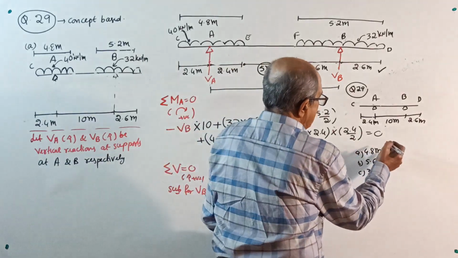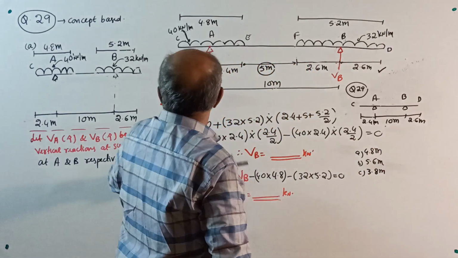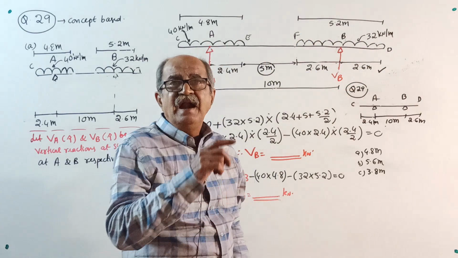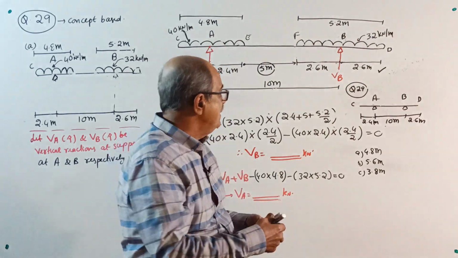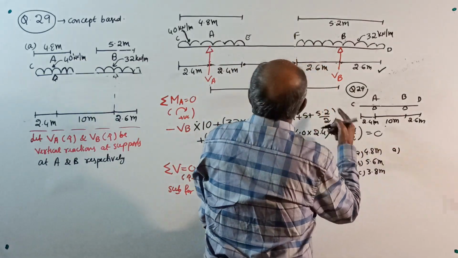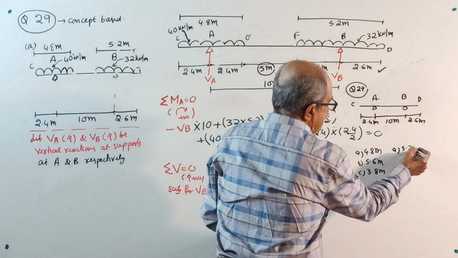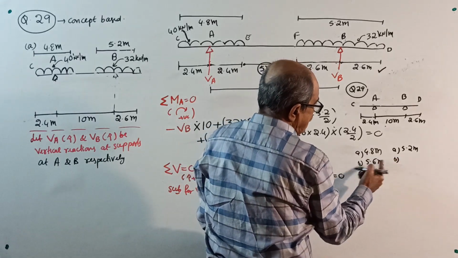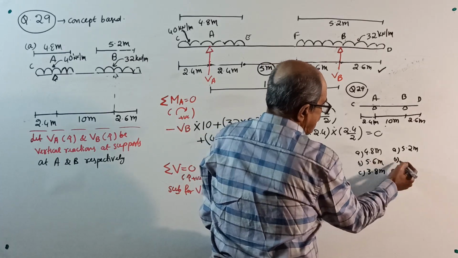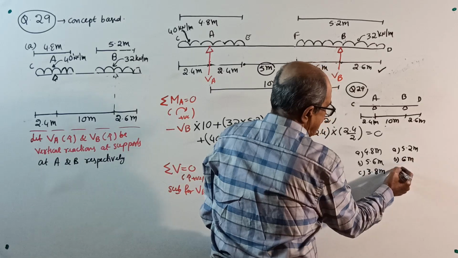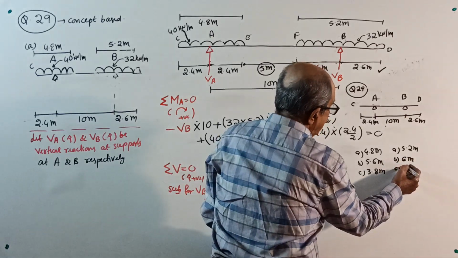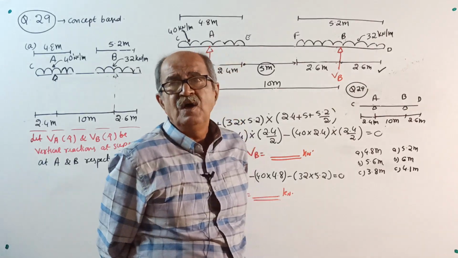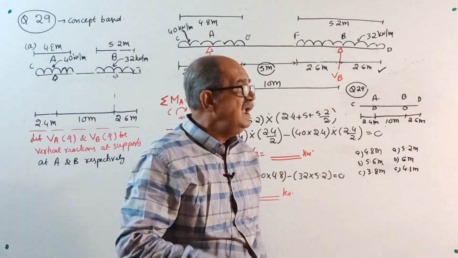And it has another UDL of 32 kilonewton per meter starting from right extreme end. And the length of that UDL is, for question A, 5.2 meter. For question B, it is 6 meter. And question C is 4.1 meter. Over.